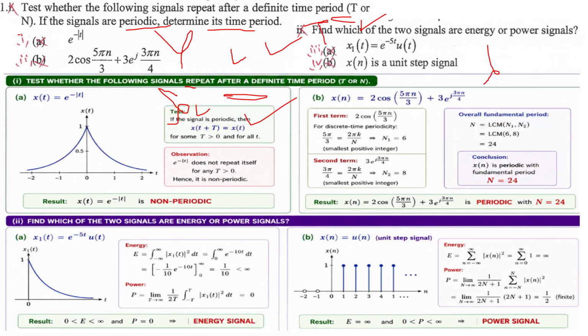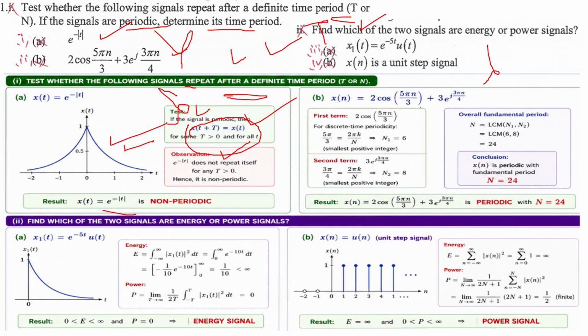First of all, how will you find whether the signal is periodic or non-periodic? For periodicity, x(t + T) should be equal to x(t). Since this is e to the power minus t, you can draw the graph. It clearly depicts that this is a non-periodic signal, right? Also, if you put it here, you will get no repetition. So this is non-periodic.